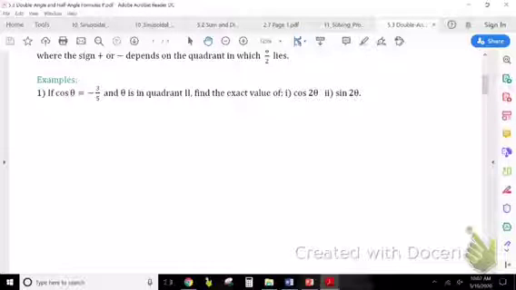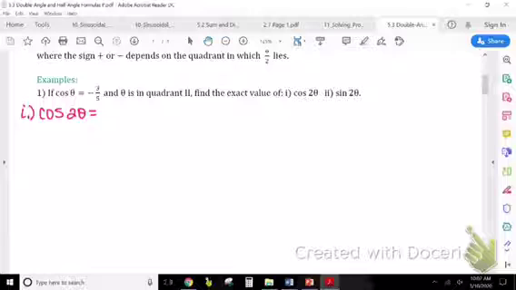5.3 example 1 here says if cosine of theta is equal to -3/5 and theta is in quadrant 2, find the exact value of cosine of 2 theta and sine of 2 theta. Well, let's look. So first it says to find cosine of 2 theta. We have 3 different equations we can choose from for cosine of 2 theta. So look at what they gave us. What do we know in this problem?